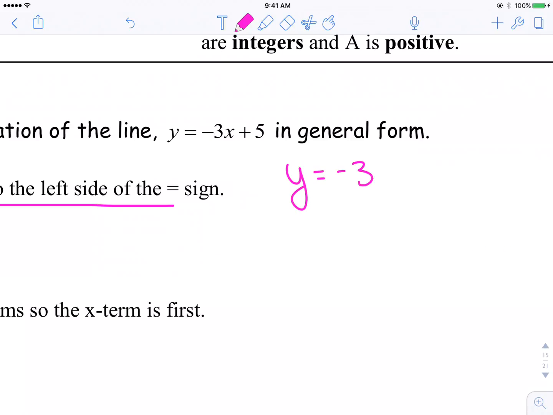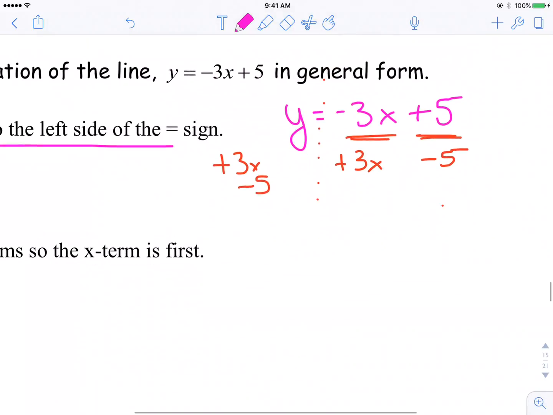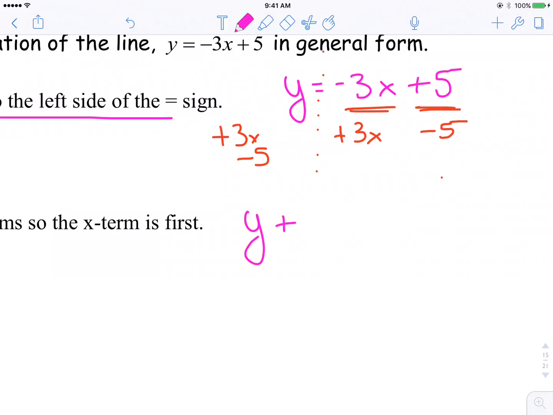Y is equal to negative 3x plus 5. I want both of these terms on the other side of the equal sign, so I have 0 here. So I have to do opposite operations. I'm going to add 3x, and I'm going to subtract 5. Because I do it on one side of the equal sign, I have to do it on the other side of the equal sign. Add 3x and subtract 5. What does that give me? That gives me y plus 3x minus 5, and then these cancel on this side, leaving me with 0.